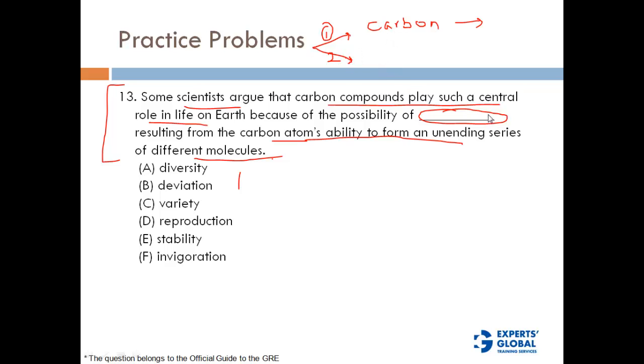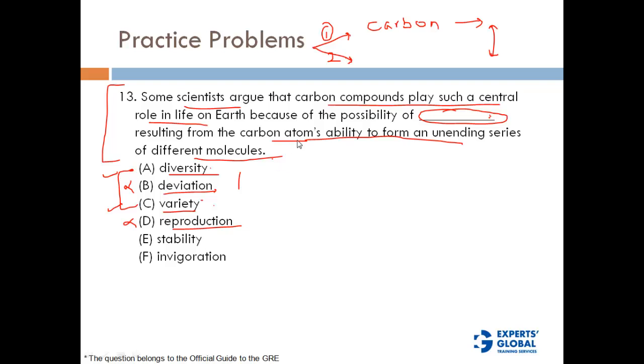So we want to make sure that this missing word is a direct result of carbon's ability to keep on forming an unending series of different molecules, right? So let's look at the options. This has to be a result of carbon's ability to form an unending series. So diversity is a good fit here. Deviation, carbon's ability to form an unending series does not result in deviation. No. Variety and diversity are similar. Variety and diversity are caused because of carbon's ability to form an unending series of different molecules. So these are correct.